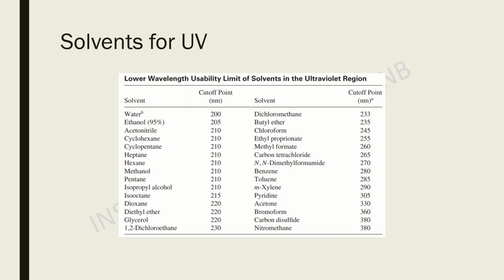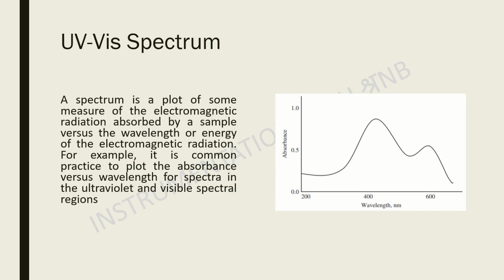Solvent for UV. This is the table showing the cutoff point or lambda max for the solvents. You must not memorize all these values, but you have to keep in mind that the solvent should not possess pi to pi star or n to pi star transition, or avoid the solvent that shows the transition in the same region as that of the analyte. A UV visible spectrum is a plot between absorbance and the wavelength.